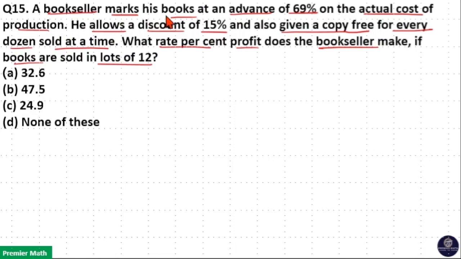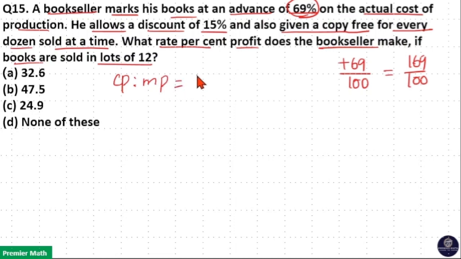Here the seller marks his books at an advance of 69% on actual cost. It means if the actual cost price is 100, he marks it as plus 69. Now, if the 100 part is the cost price, 100 plus 69, that is 169, is the marked price. Now take the ratio of cost price and marked price, which is equal to 100 is to 169.